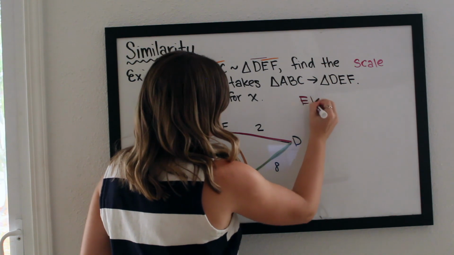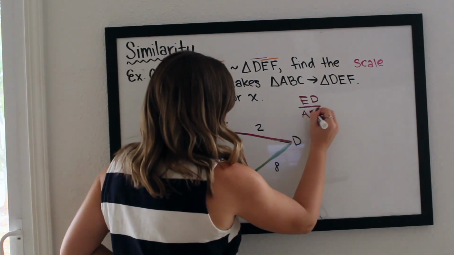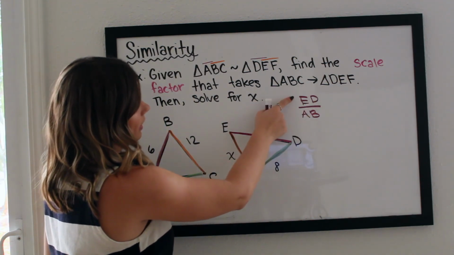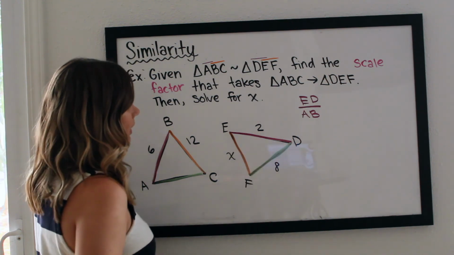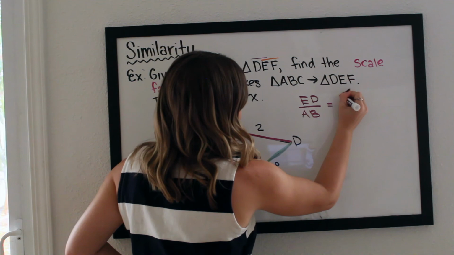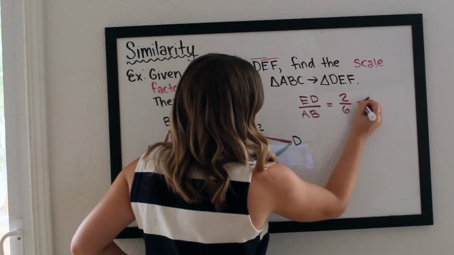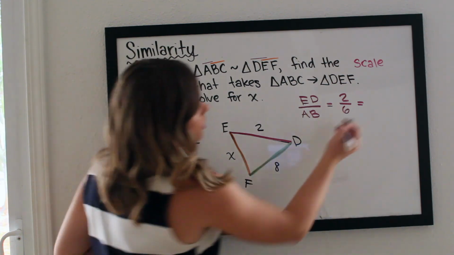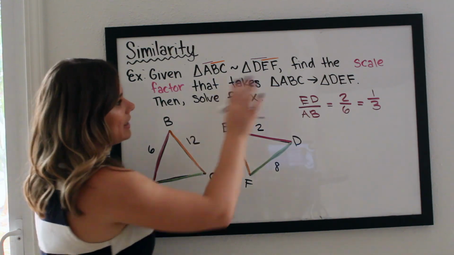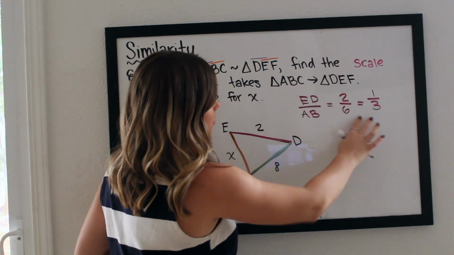ED over AB. Now notice I didn't put a line on top of this because this stands for the length of ED over the length of AB. The length of ED is 2. The length of AB is 6. 2 over 6 reduces to 1/3. So my scale factor that takes triangle ABC to triangle DEF is 1/3.